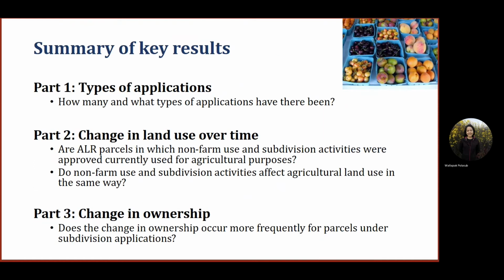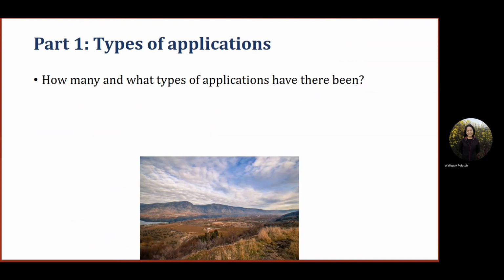So we are going to divide our results into 3 parts. The first part takes a look at the applications and their characteristics. The second part looks at land use on the parcels under those applications. And the third part investigates the transfer of ownership on these lands. So let's start with the first part. We have one question: how many and what types of applications have there been?